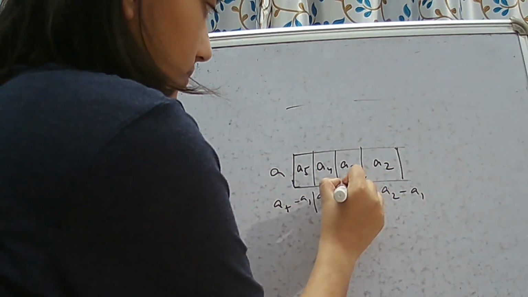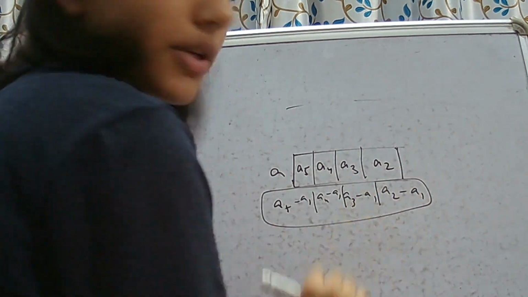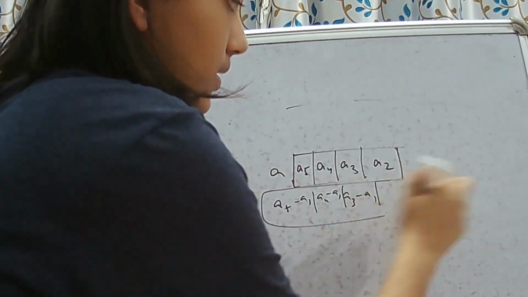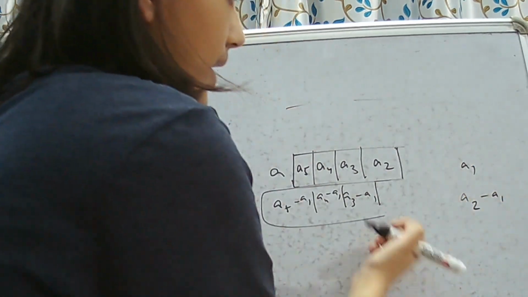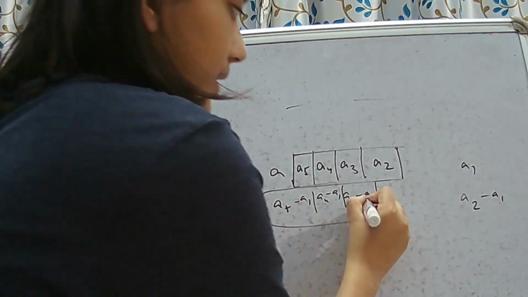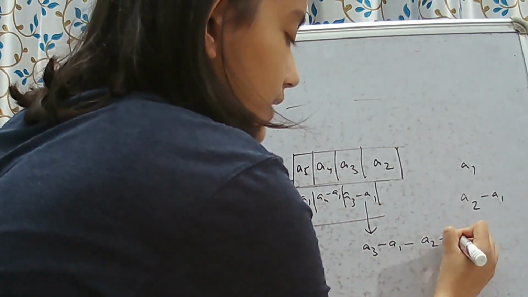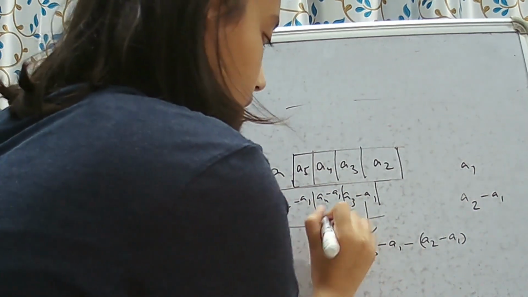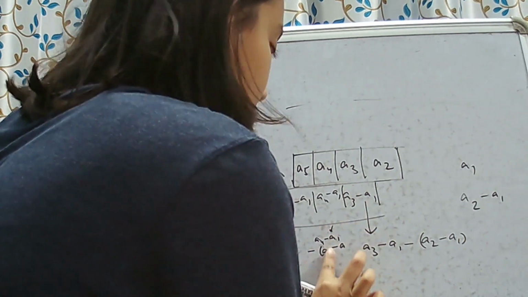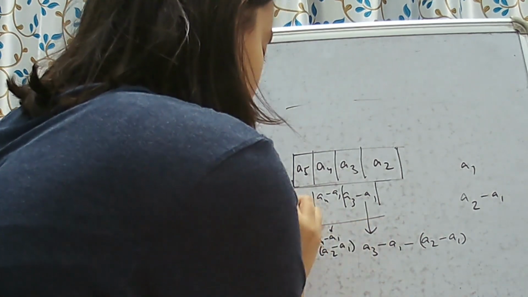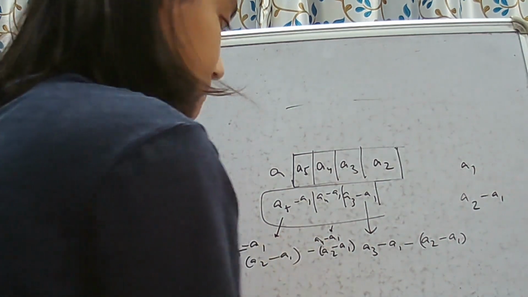Now in this array, this is the minimum element, so we have to remove this A2 minus A1, and we subtract this from all the remaining elements of the array. So this now becomes A3 minus A1 minus A2 minus A1. This becomes A4 minus A1 minus A3 minus A2 minus A1. This becomes A5 minus A1 minus A2 minus A1.